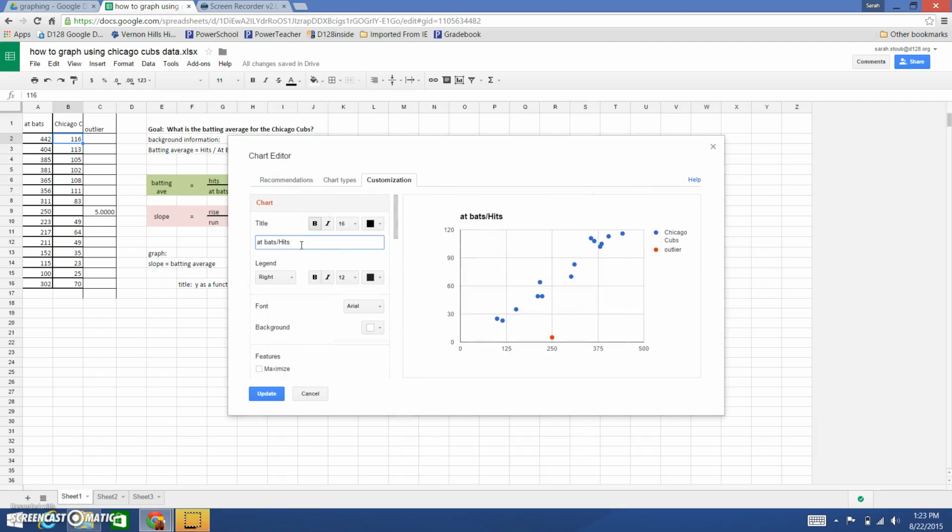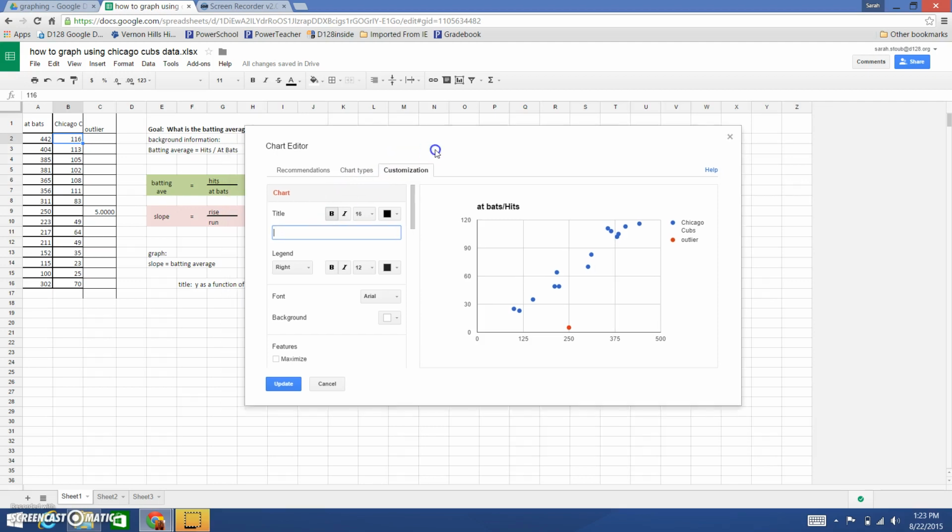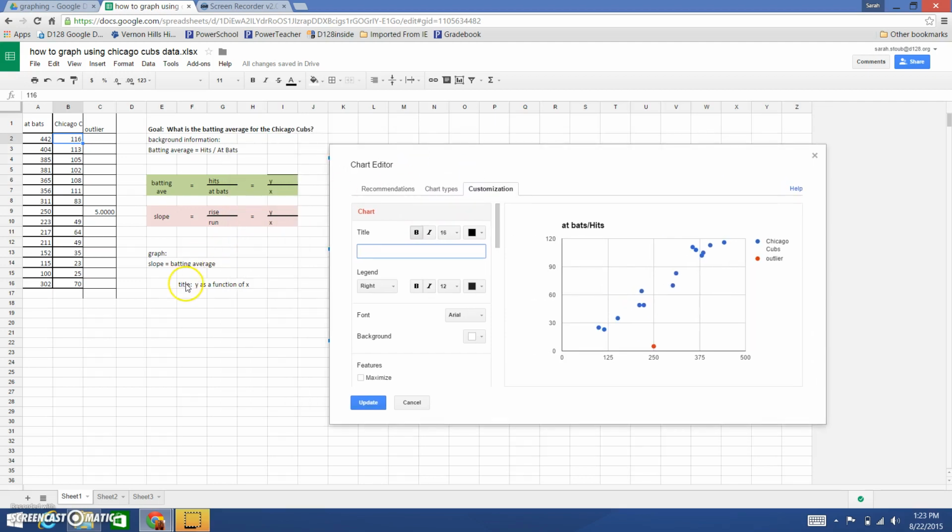Now it kind of guessed what it wanted for my chart title. Not that great. Chart titles should be really beefy, nice and long in length. If you see down here, a title kind of has two functions. It has its purpose, and then you want to describe what's on Y and what's on X. By just saying hits versus at-bats, you kind of wonder, is the hits on the Y or is the hits on the X? When you use that term versus, we don't really know what it means. And we also want to include the purpose. So the purpose of this whole graph was to find the batting average for the Chicago Cubs. So I'm going to start there.